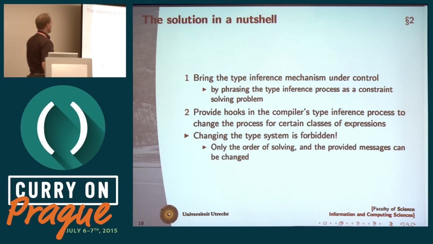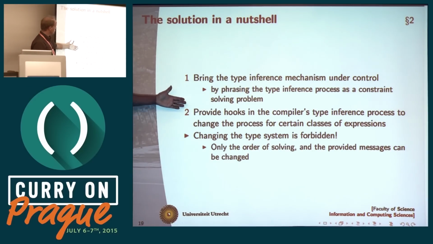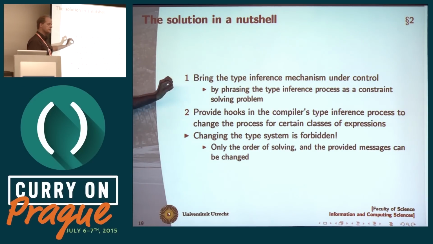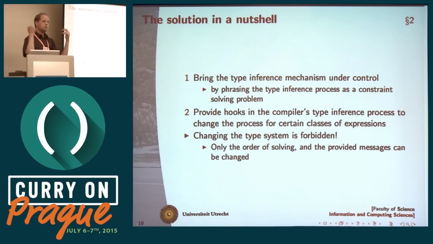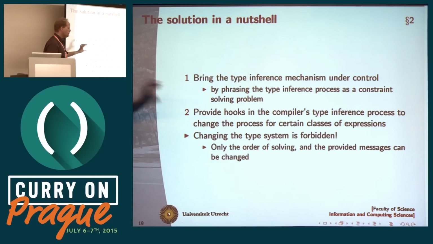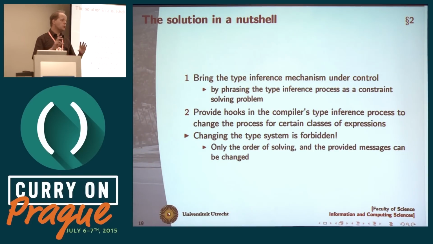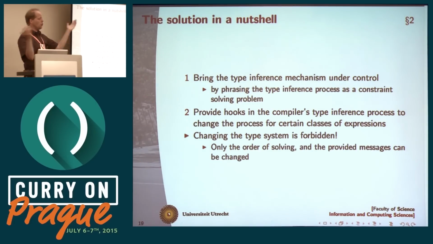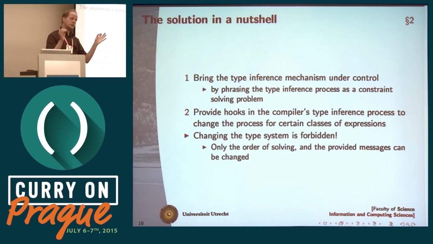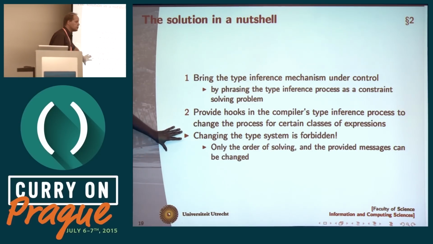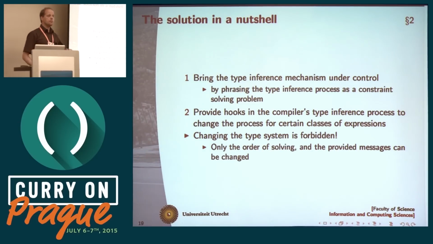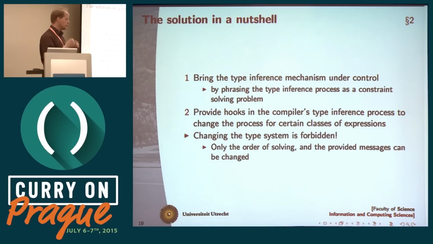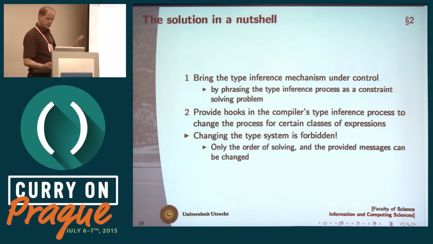So what we do in the Helium compiler, we brought the type inference mechanism under our own control, explicitly generating constraints instead of solving things on the fly, so that we could manipulate the set of constraints. And then we provide hooks to the programmer for describing the way in which the type inference process behaves for certain classes of expressions. Not for all expressions in Haskell, but only for those, in our case, that have to do with parsers, for example. Now, what is very important is to be able to guarantee that by doing that, you don't change the type system, you don't subvert it. So that was the thing that we also needed to do, and we can, it's very easy.